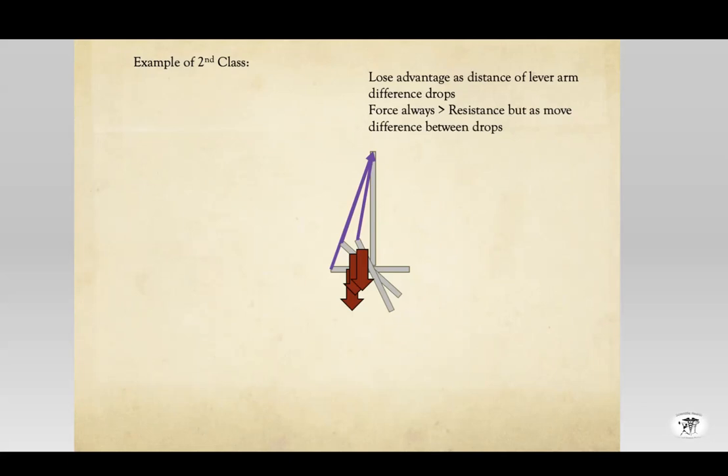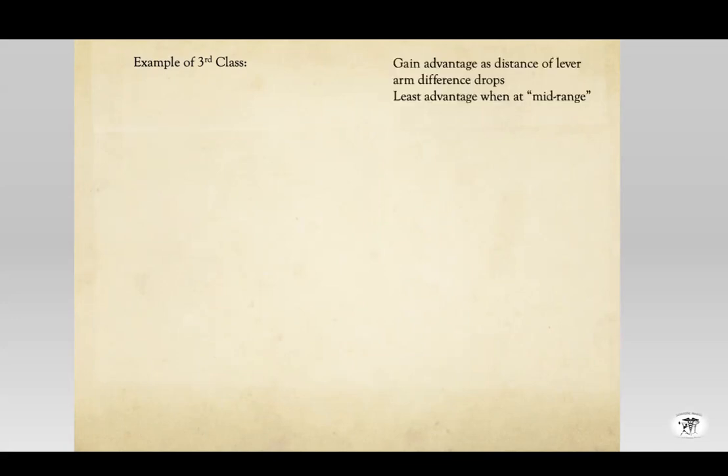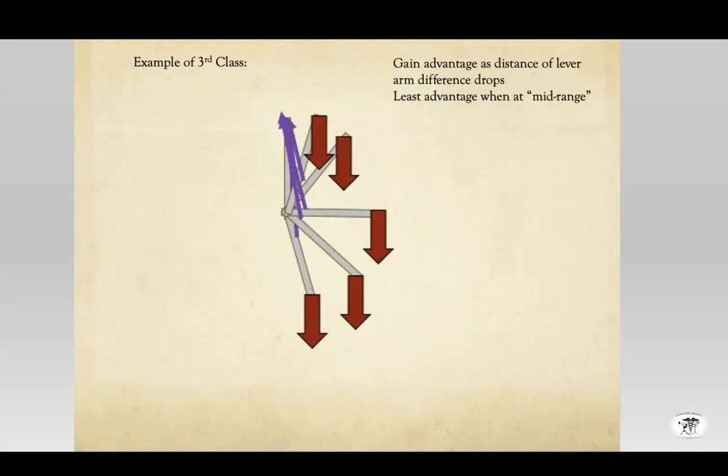So let's take a look at the third class lever system and watch what happens as I move through the third class lever. Now notice, as I went through the third class lever, at the very bottom and at the very top of the motion, I had the greatest mechanical advantage. However, in the mid-range, I had the least mechanical advantage. And so this is where, if you go to the fitness centers, you'll watch the people doing bicep curls.